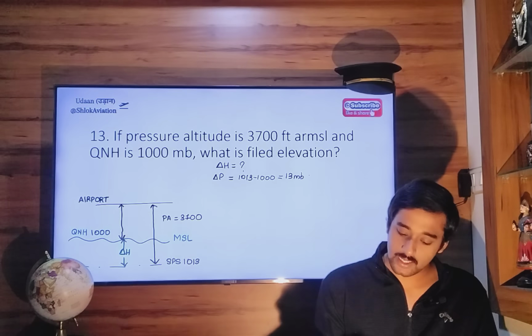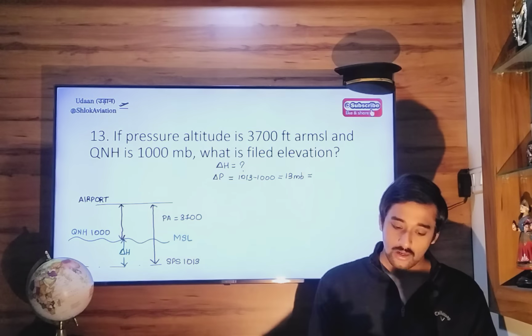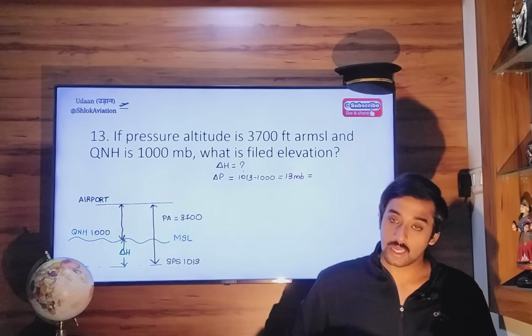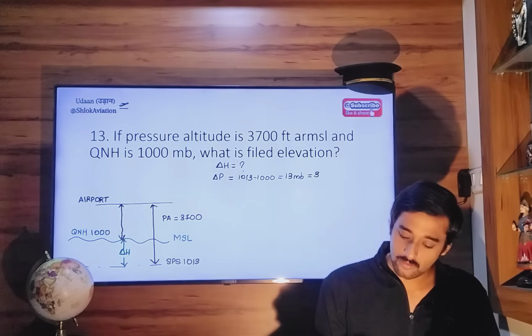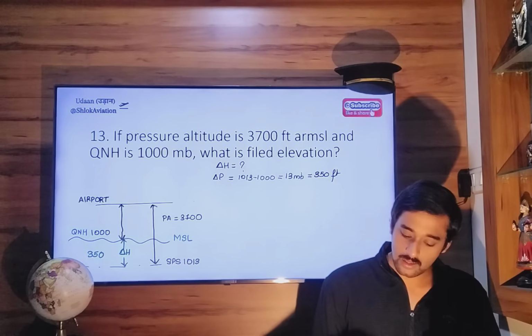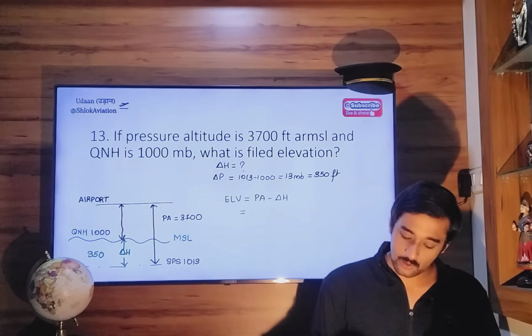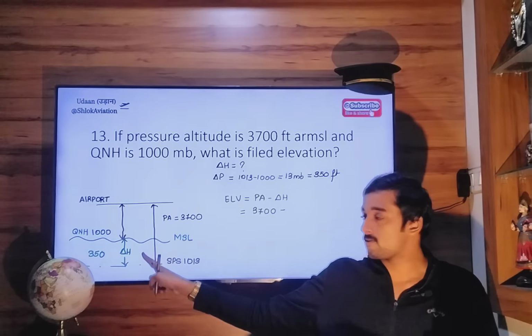1013 minus 1000, that is equal to 13 millibar, right? So 13 millibar is equal to 13 into 27, 351 or 350 feet. So this height difference is equal to 350 feet. Now the elevation is equal to pressure altitude minus height difference. Pressure altitude 3700, a height difference of 350.